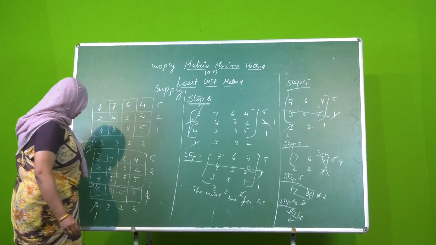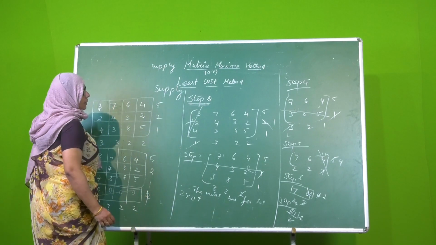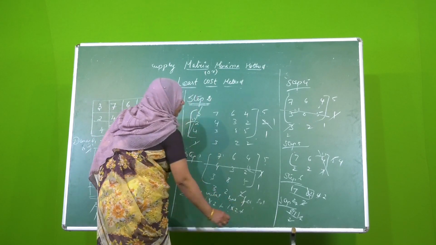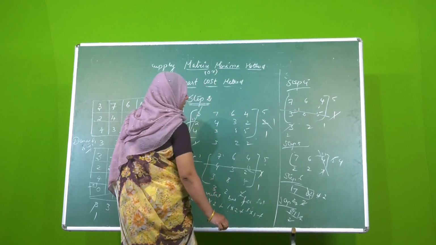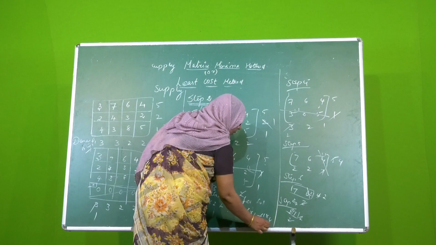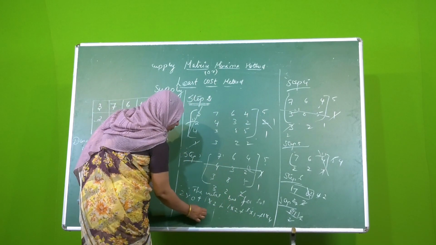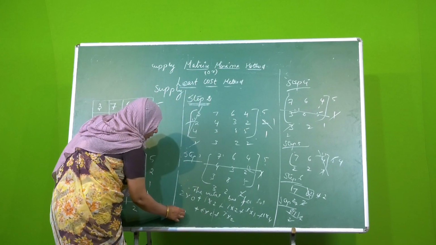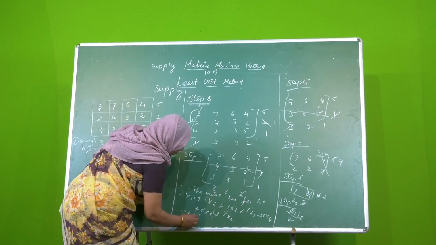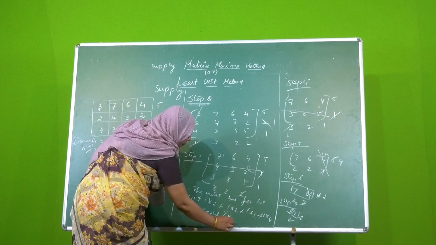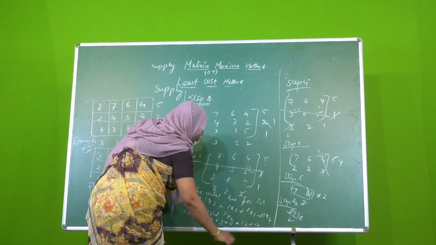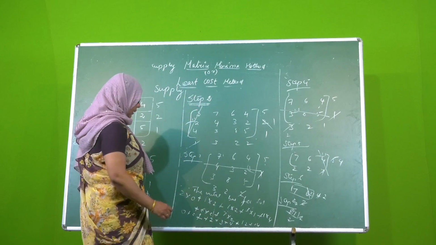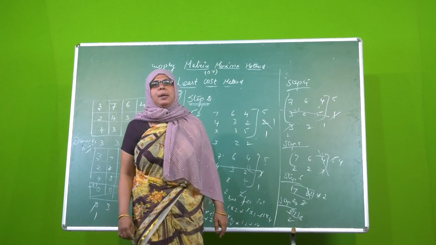feasible solution. So 2 into 0 plus 1 into 2 plus 1 into 2 plus 3 into 1 plus 1 into 4 plus 6 into 2 plus 7 into 2. That is 0 plus 2, plus 2, plus 3, plus 4, plus 12, plus 14. That is 26, 30, 35, 37 is the initial basic feasible solution.